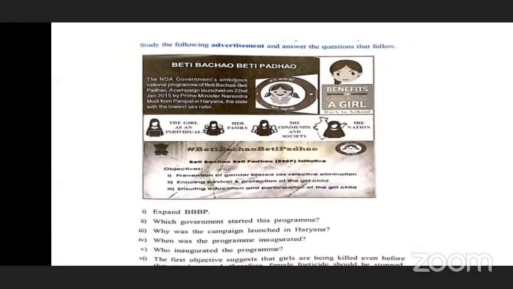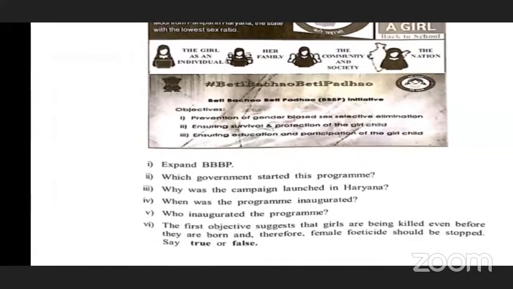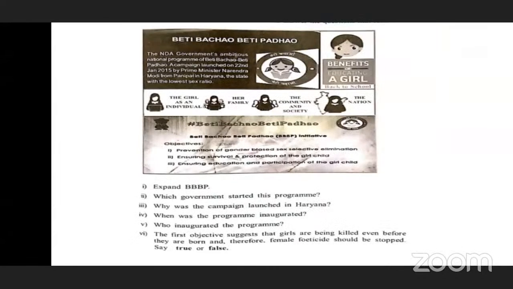So this is how you find answers for questions in the advertisement only, the easiest area in order to gain complete marks. And who inaugurated the program? All are factual questions. You find every answer in the advertisement only. Prime Minister Narendra Modi ji inaugurated this program. And the first objective suggests the prevention of gender biased sex selective elimination. In order to prevent that, this program has been chosen. Yes, the statement is true.